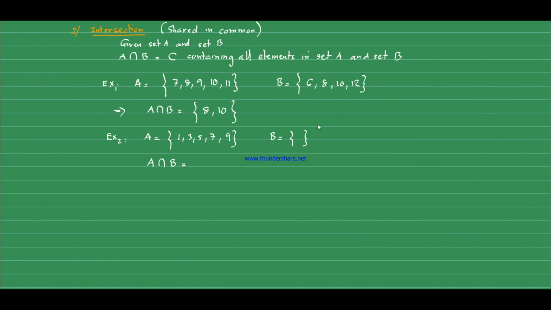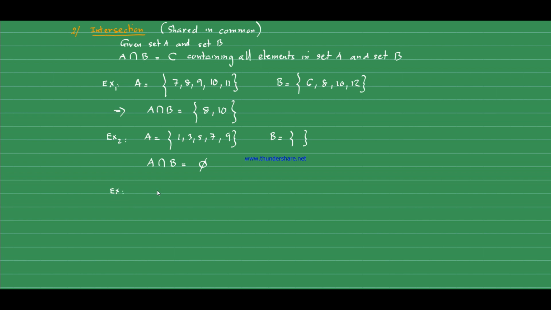There's no element, and over here we have some elements. So intersection means that there's nothing, right? So the intersection between an empty set and a set is just an empty set. Okay? So remember that the intersection between a set and an empty set is just an empty set. Nothing else.